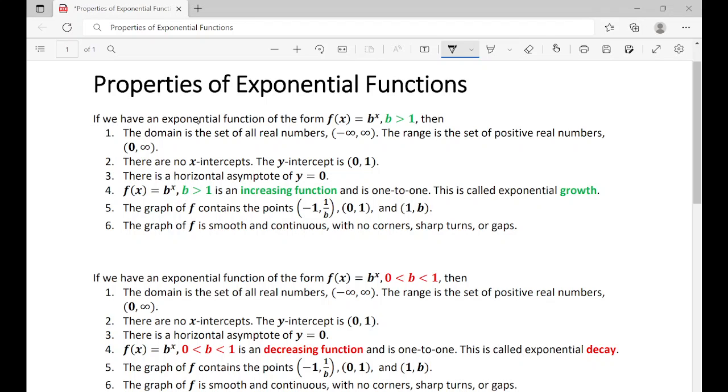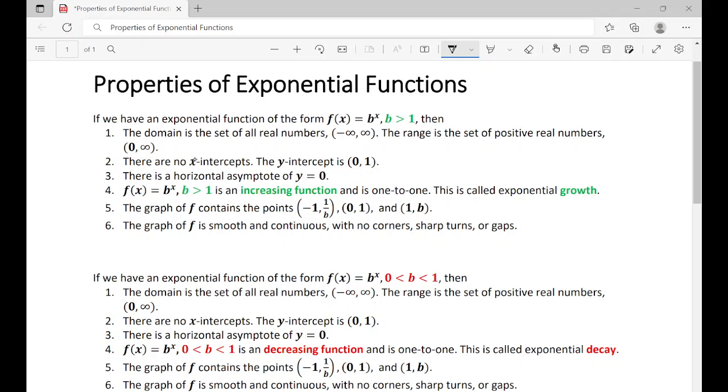If we have an exponential function in the form of f of x equals b to the x where b is greater than 1, then we could say these facts about the function. The domain is the set of all real numbers from negative infinity to positive infinity, and the range is the set of all positive real numbers from 0 to infinity.